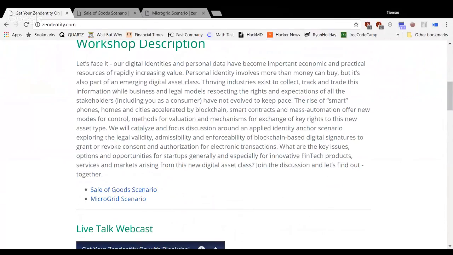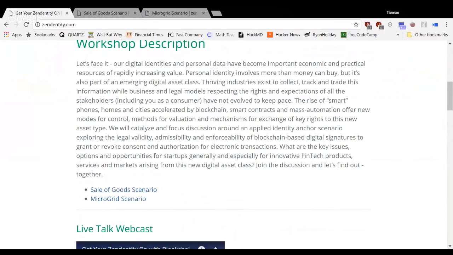All right. So let's face it, our digital identities and personal data have become an important economic and practical resource and of increasing value. The personal identity of individuals involves more than money, because there's civil liberties aspects, there's social aspects, it's almost philosophical what our identity is. But we're very aware that the context for this lunch and so much of what's happening this week here in Hong Kong revolves around economic questions and financial questions.